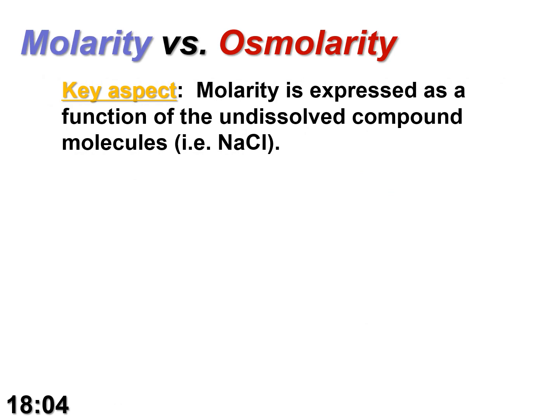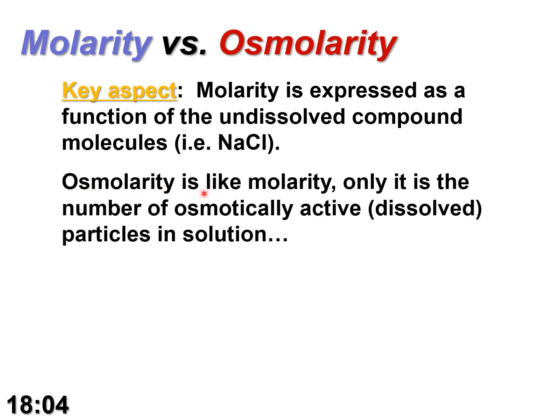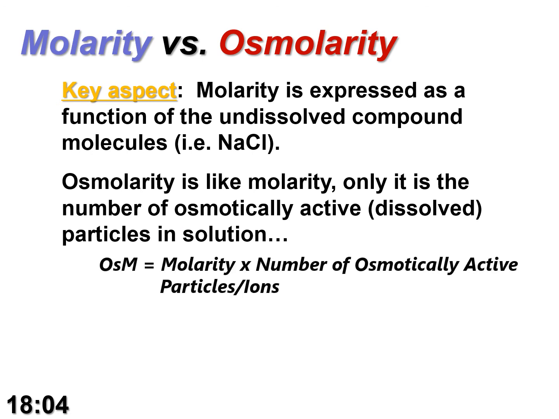So I'm going to share with you a shortcut that I use. When molarity is expressed, that is the undissociated compound number of molecules, like the intact NaCl. So if we have 1 mole of NaCl in 1 liter, that would be 1 molar. But it would be 2 osmolar because osmolarity is like molarity, only it's the number of dissolved, dissociated particles in solution. So you take the molarity times the number of osmotically active particles that you know will form when it dissolves, and that gives you osmolarity.